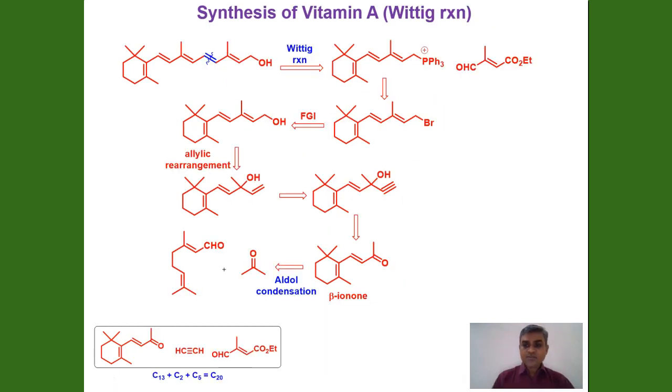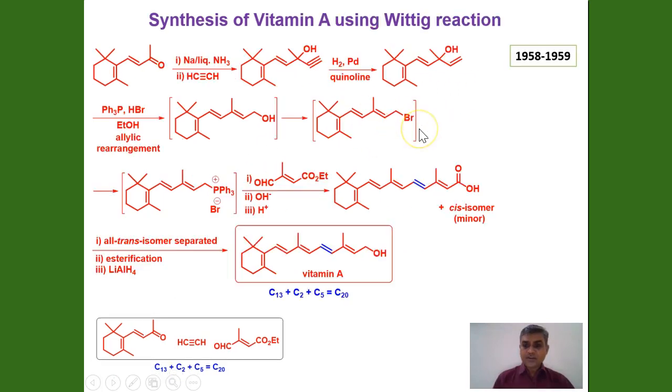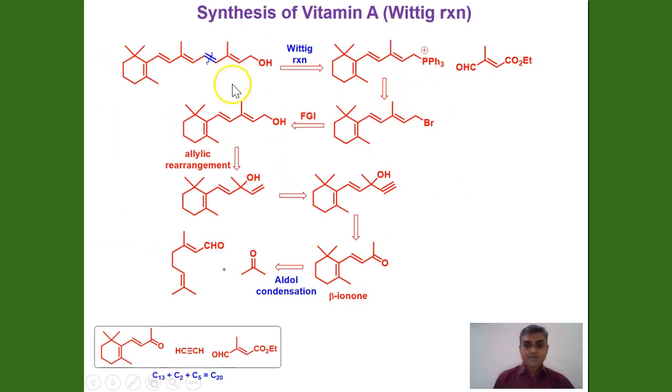Now, after 1949, another synthesis was reported in the year 1958, after almost 10 years, and for that the Wittig reaction was a key step involved here. This is a double bond which is constructed with the help of the Wittig reaction. So if you do the retrosynthetic analysis of vitamin A, we find that this is an aldehyde offering 5 carbon atoms, and this is a Wittig reagent. The Wittig reagent can be prepared from allyl bromide. Allyl bromide will be prepared from allyl alcohol, and allyl alcohol is prepared from an allylic reagent.